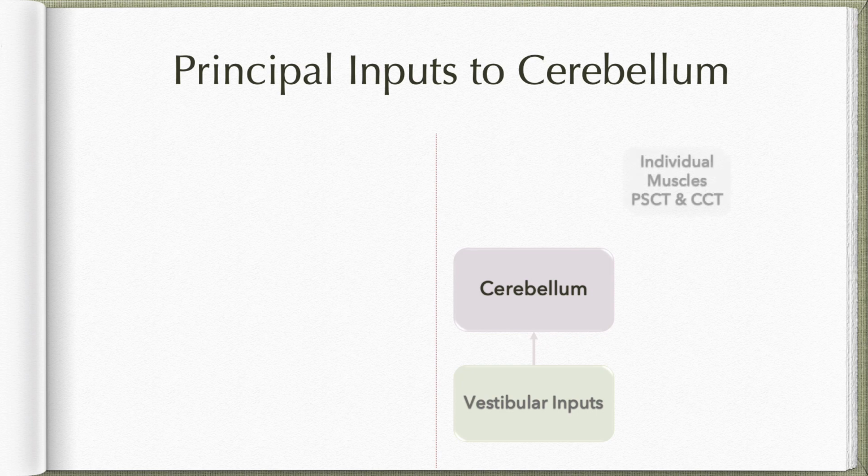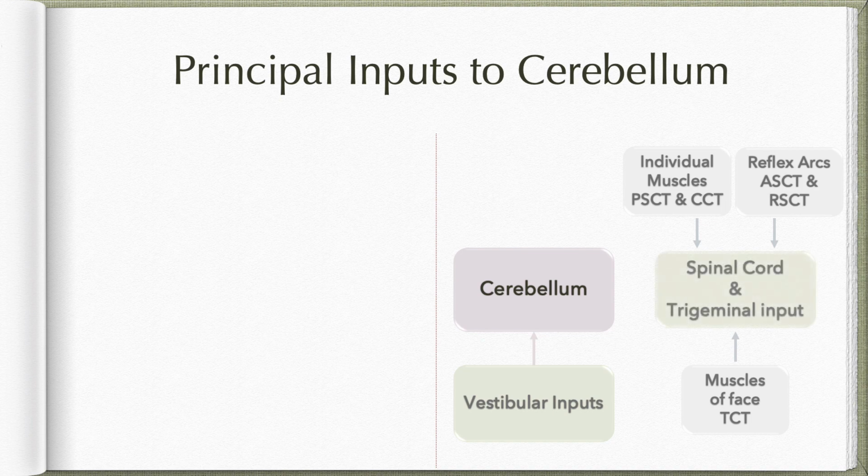So basically the individual muscles of the trunk and limbs will project through the posterior spinocerebellar tract and cuneocerebellar tract. Reflex arcs or bigger parts of the limbs will project through the anterior spinocerebellar tract and rostral spinocerebellar tract. Similar information from the muscles of the face will be projecting through the trigeminocerebellar input. They will all be projecting either from the spinal cord or from the trigeminal nuclei to the cerebellum of the same side. The third input will be visual and auditory inputs coming from the tectum.